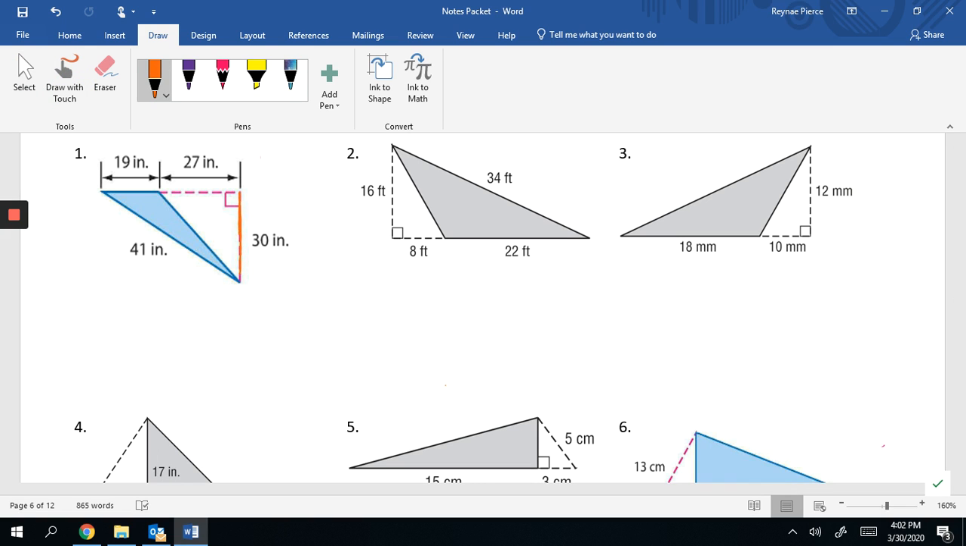we've got the height here outside the triangle, but we only want to use the part of the triangle, like that extended side. Okay. So that extended side was 19. So to find the area of this triangle, we're going to take 1/2 times 19 times 30, which gives us an area of 285 square inches.